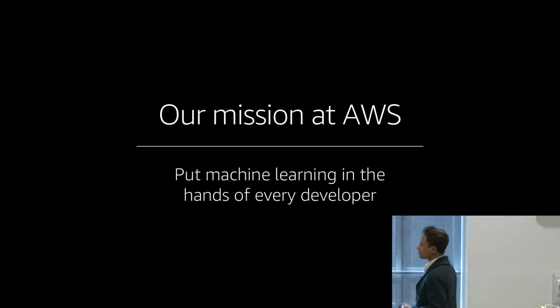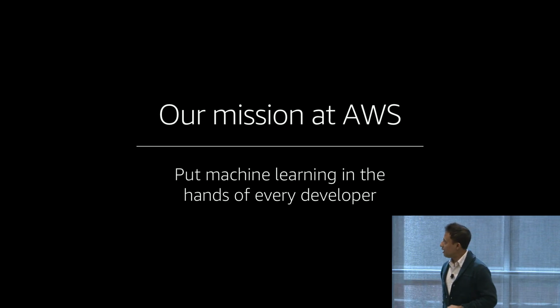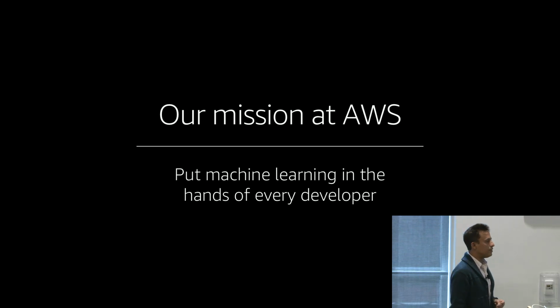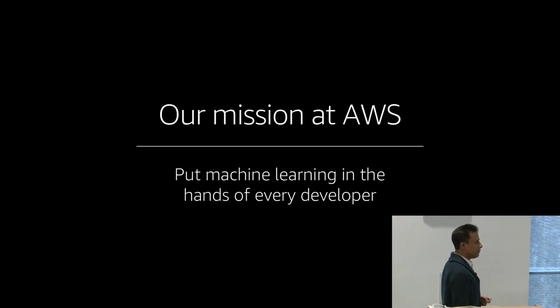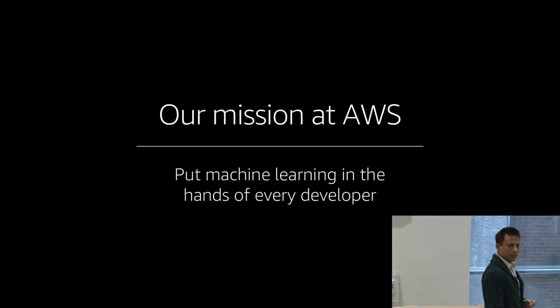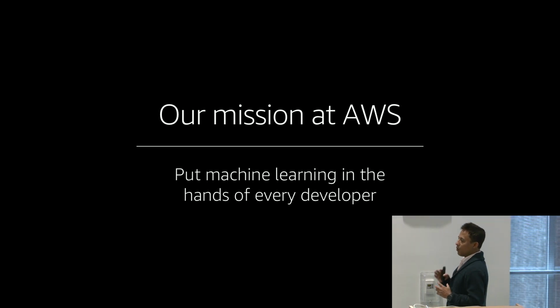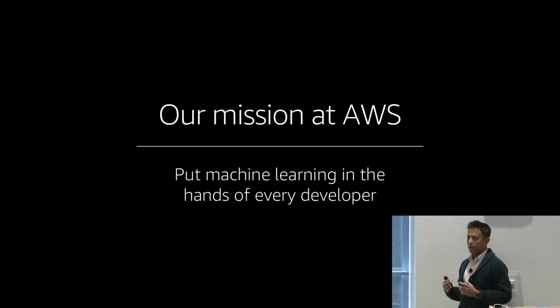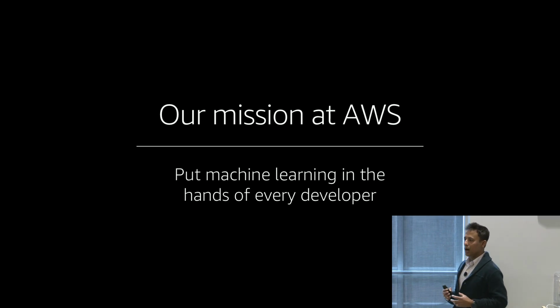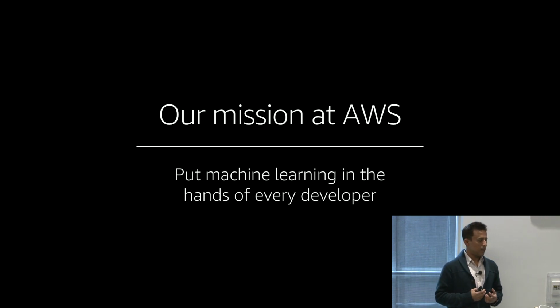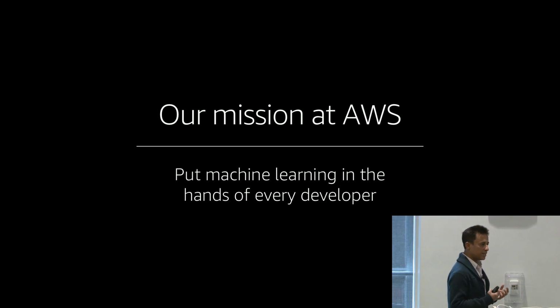So you must have heard this a lot. Our mission in AWS is to put machine learning in the hands of every developer. So what do we mean by that? Traditionally, machine learning has only been talked about and used by an elite group of mathematicians and data scientists, who understand the math very well, who can do the modeling, who understand the statistical modeling, and so on.